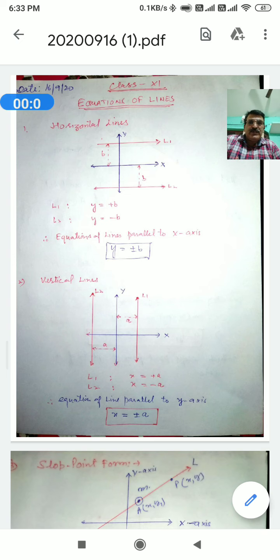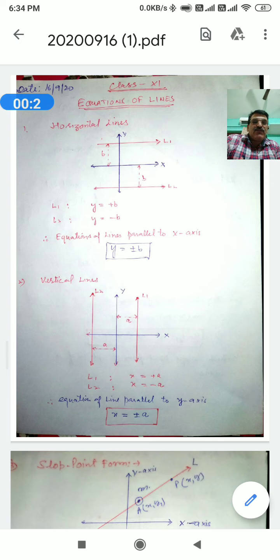Hello students, let us start our new topic, that is equations of lines. So we will take one by one. So first of all, I am taking horizontal lines. So let L1 and L2 are two lines which are parallel to x-axis at a distance b unit.